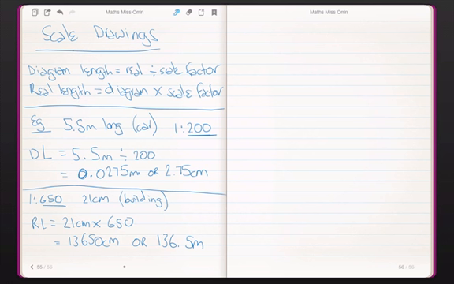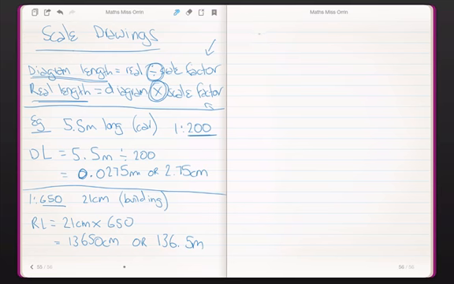So that's all you have to do. This is quite a simple one, the scale drawings. You need either this one or this one, depending on whether you want to find the real length or the diagram length. You need to figure out what the question is asking you to find. And then you just need to make sure you either use divide or times. Just be careful to use the right one. Think about it before you type it in.